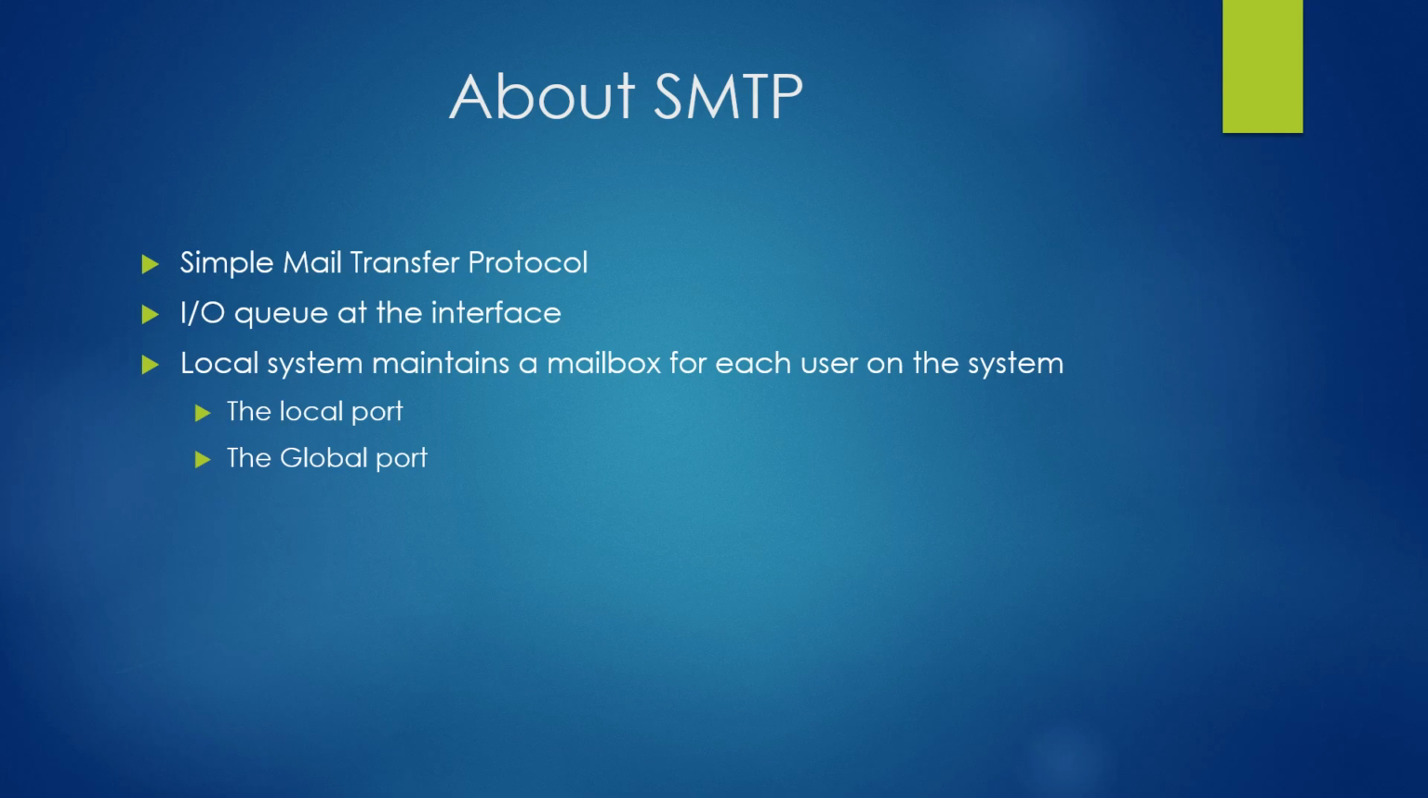The local system maintains a mailbox for each user on the system, and the name of this mailbox is unique and consists of two parts. That's the local part and the global part. The local part is just another name for a user that is unique to the local host, and the global part is another name for a host that is unique to the internet.